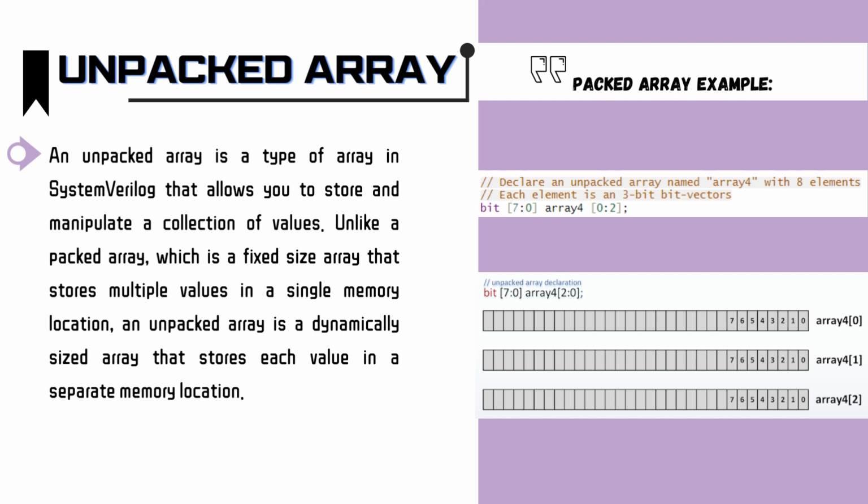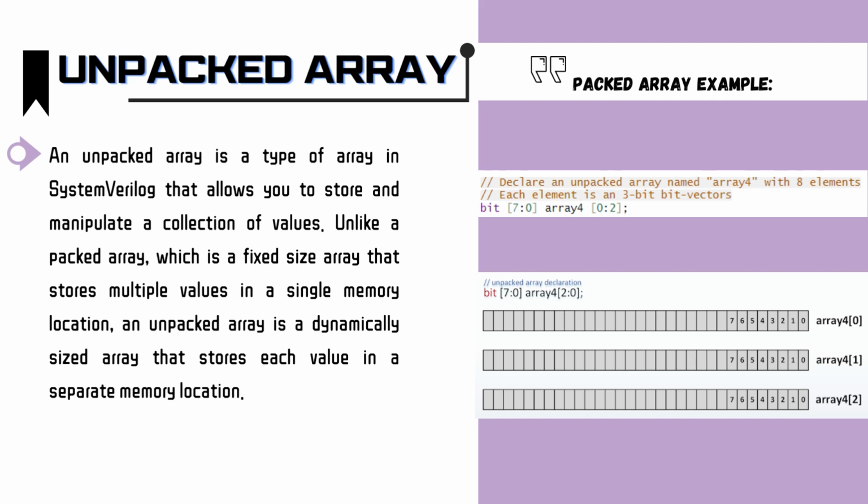Each element of the array is an 8-bit bit vector, i.e. array4 0, array4 1, array4 2, which means it can store binary values with a fixed length of 8 bits. The table shows the binary representation of each element of the array, with the most significant bit, MSB, on the left and the least significant bit, LSB, on the right.